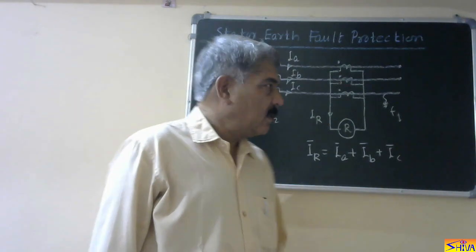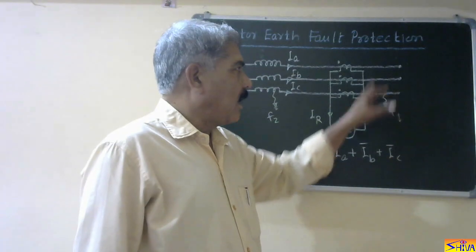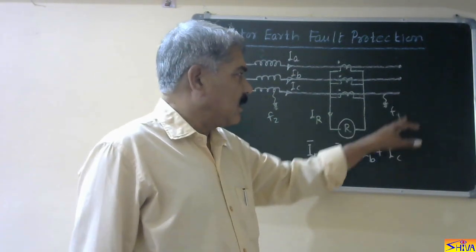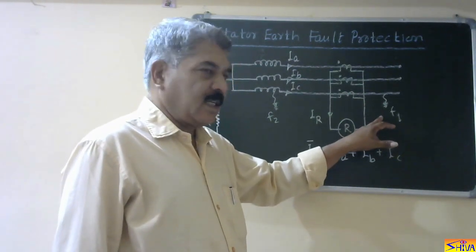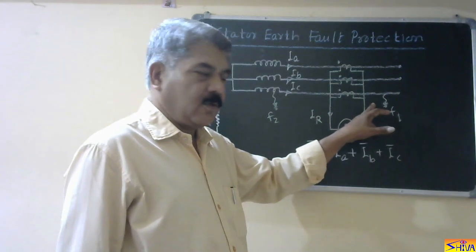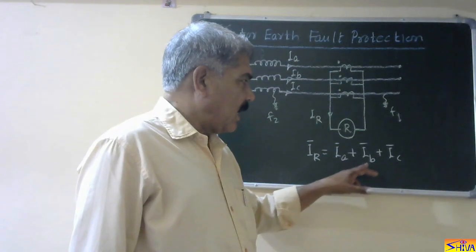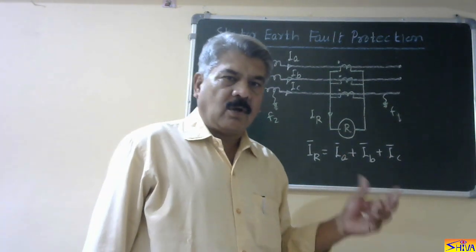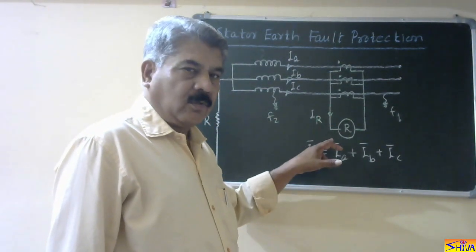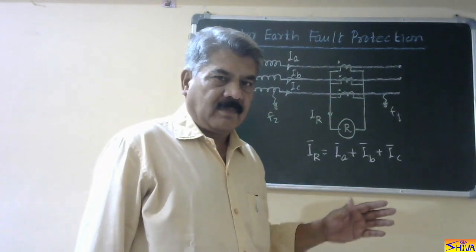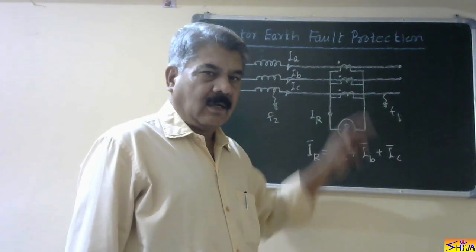Now let us say an earth fault takes place not on the generator but somewhere else after the generator. Say this is F1, that is the earth fault. It is not on the generator. I have shown this in C phase. So this balance will be disturbed. IA plus IB plus IC will no longer be 0, and therefore the current IR flows through the relay and the relay operates. It means it is operating for the earth fault beyond the generator also.